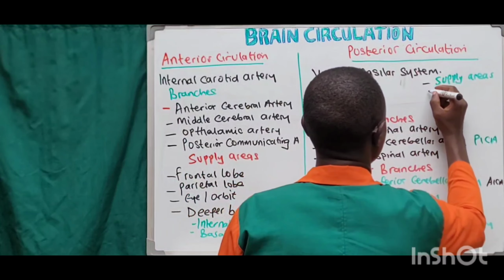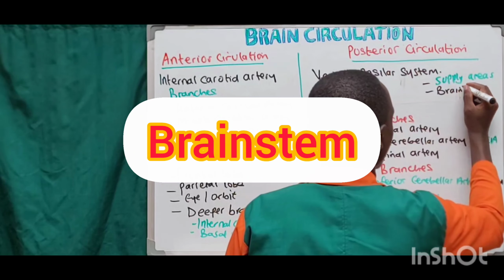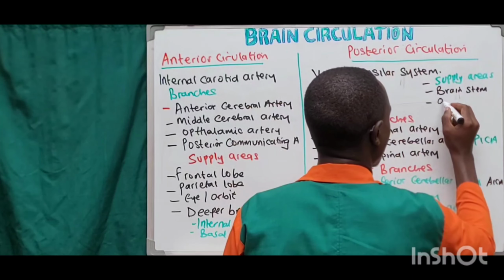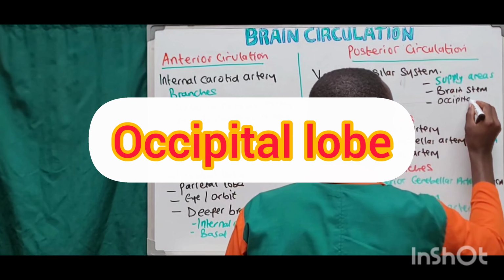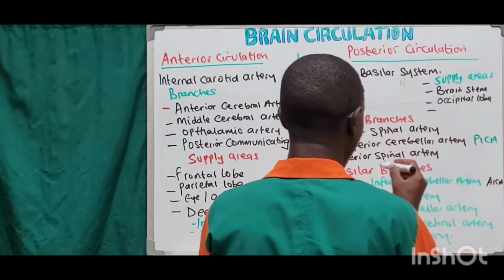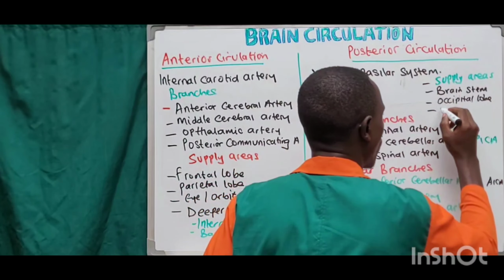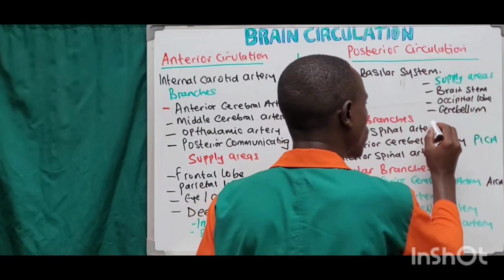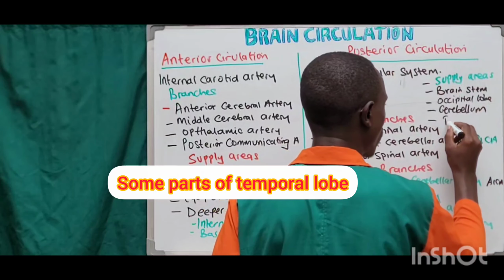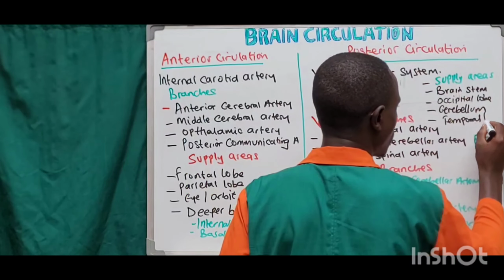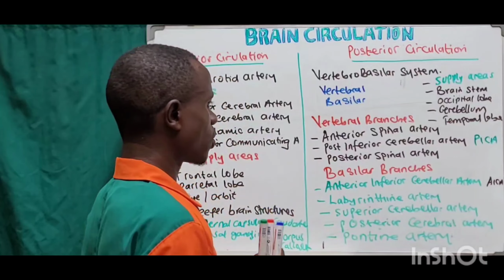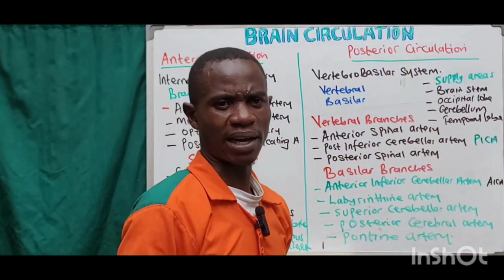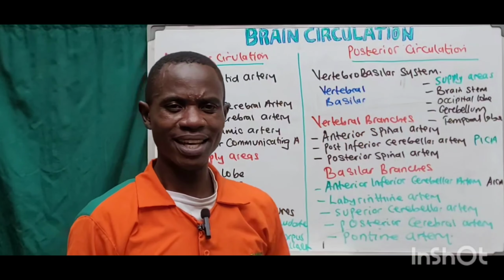They are going to be supplying the brain stem. They're going to be supplying the occipital parts of the occipital lobe, and even also the cerebellum, and even also a little bit of the temporal lobe. Okay, so now those are the key important areas where all these branches are going to be supplying. Okay, all that makes a lot of sense.